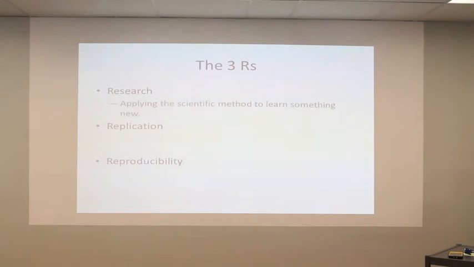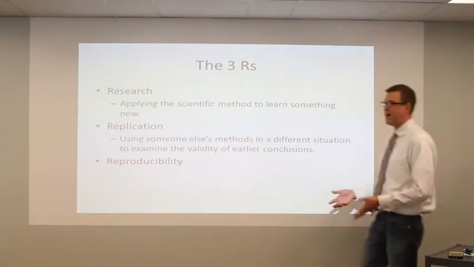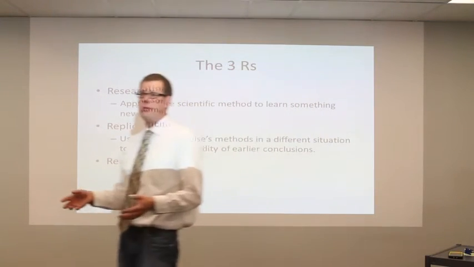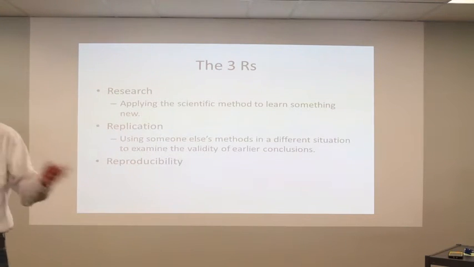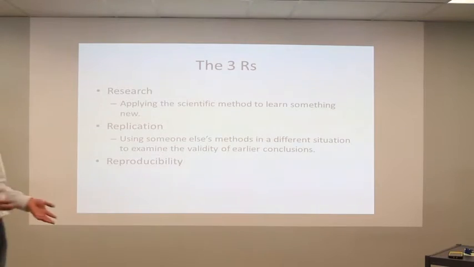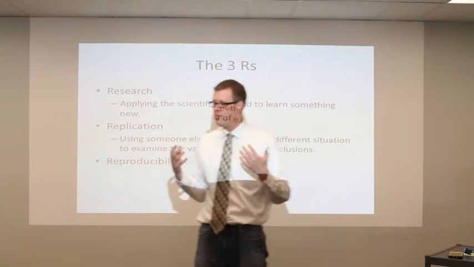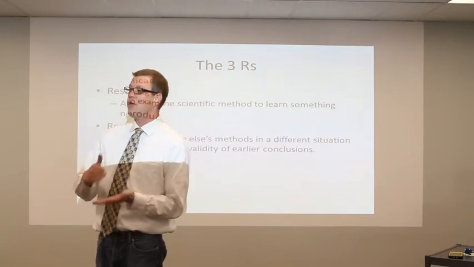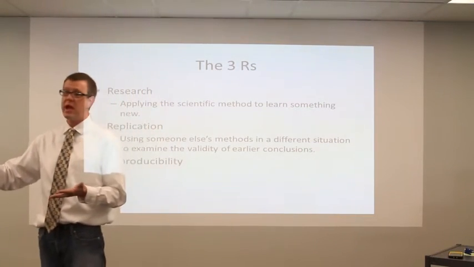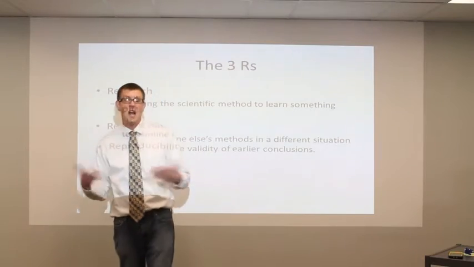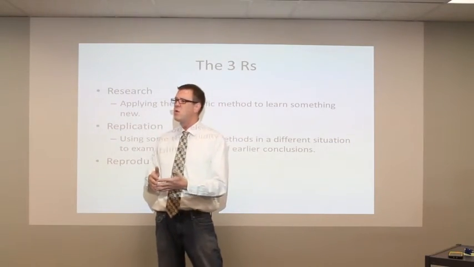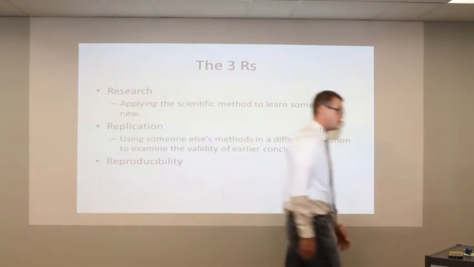Research is basically applying the scientific method to learn something new. And replication is using someone else's methods in a slightly different situation, maybe with a different population, at a different time, to see if you can come up with the same type of results that they did originally. Replication is really crucial in the scientific endeavor, because without replicating the earlier studies, we can't be sure that we haven't just made a type 1 error. That's an error where we said that there's something there, but there's really not.